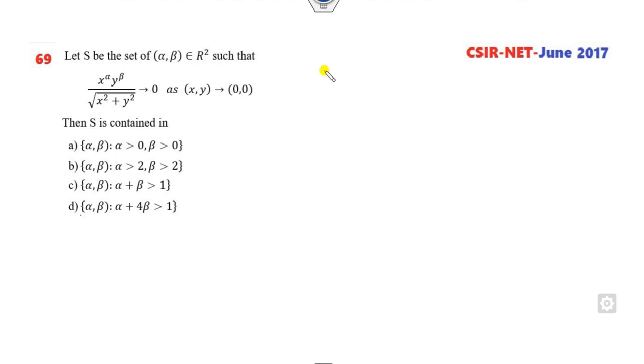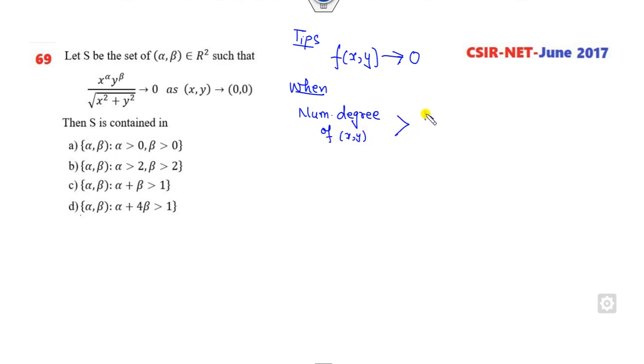Okay, look at the last question. That's a very simple question. You can simply remember that a function f of x, y goes to 0 when the numerator degree of x, y is greater than the denominator degree of x, y. That's a simple shortcut tip for you. What is the numerator degree of x and y? That is alpha plus beta. What is the denominator degree of x and y? It's 2, root of 2 is 1.